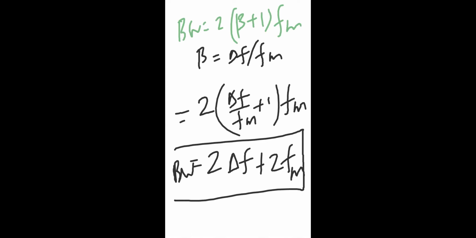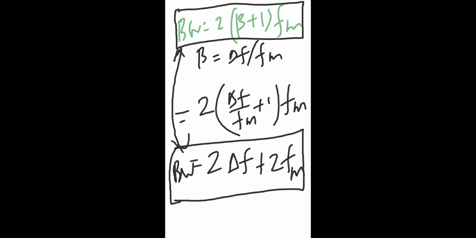What is another formula for bandwidth? 2 del f plus 2 fm, or otherwise 2 beta plus 1 fm. You can use any one of the formulas. Both will give you the same answer. Then what is the extension of this? Say the bandwidth is equal to 2 del f plus 2 fm.